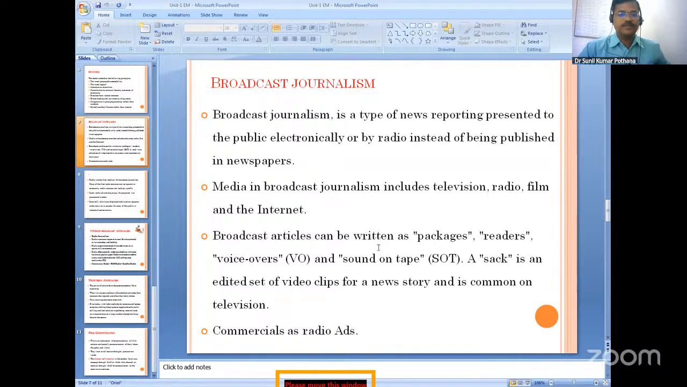What is broadcast journalism? Broadcast journalism is a type of news reporting presented to the public electronically or by radio instead of being published in newspapers. Media in broadcast journalism includes television, radio, and also the internet. Broadcast articles can be written as packages, voiceovers, and sound on tape, SOT. What is SOT? A SOT is an edited set of video clips for a news story and is common on television. Generally, for radio advertisements, the term is commercial. Commercial means an advertisement. Don't be confused. Commercial in radio means an advertisement.